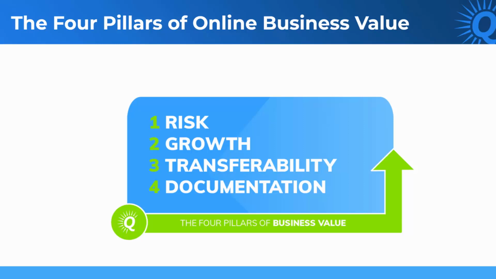So when we talk about valuation, we break it down into four key pillars of what makes up the value of the business. The first one is risk, second is growth, third is transferability, and the fourth is documentation.